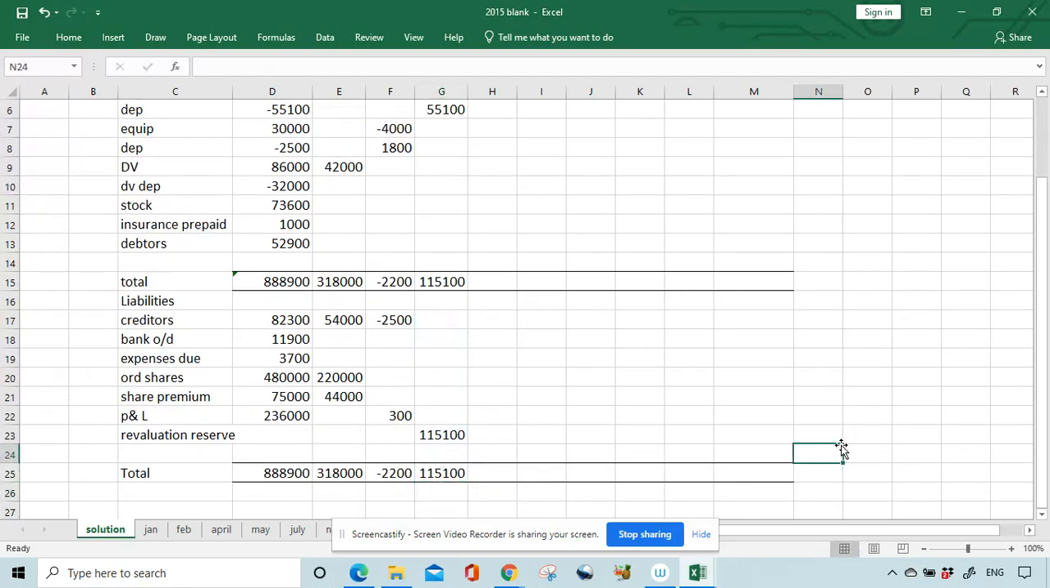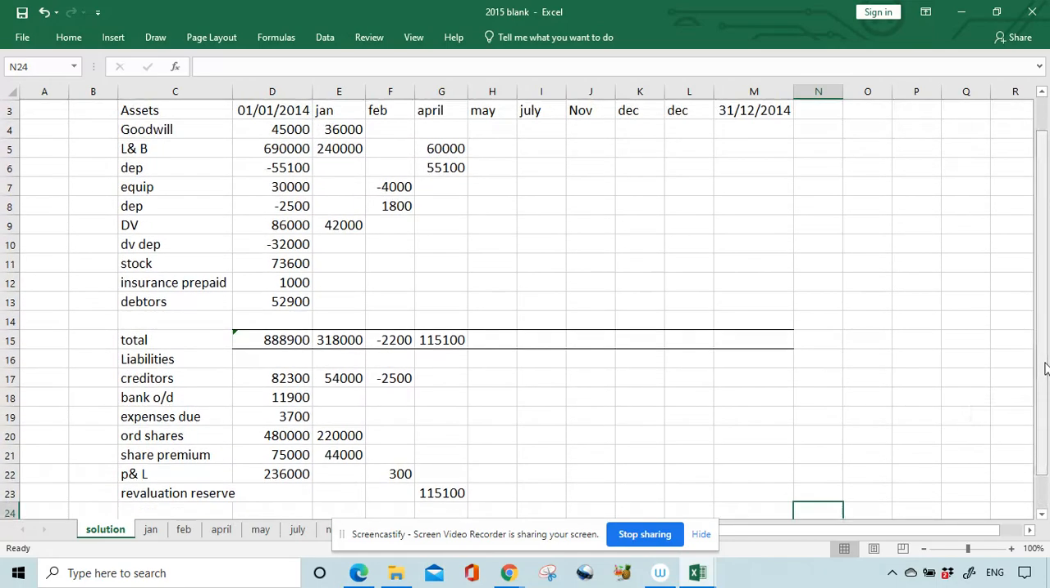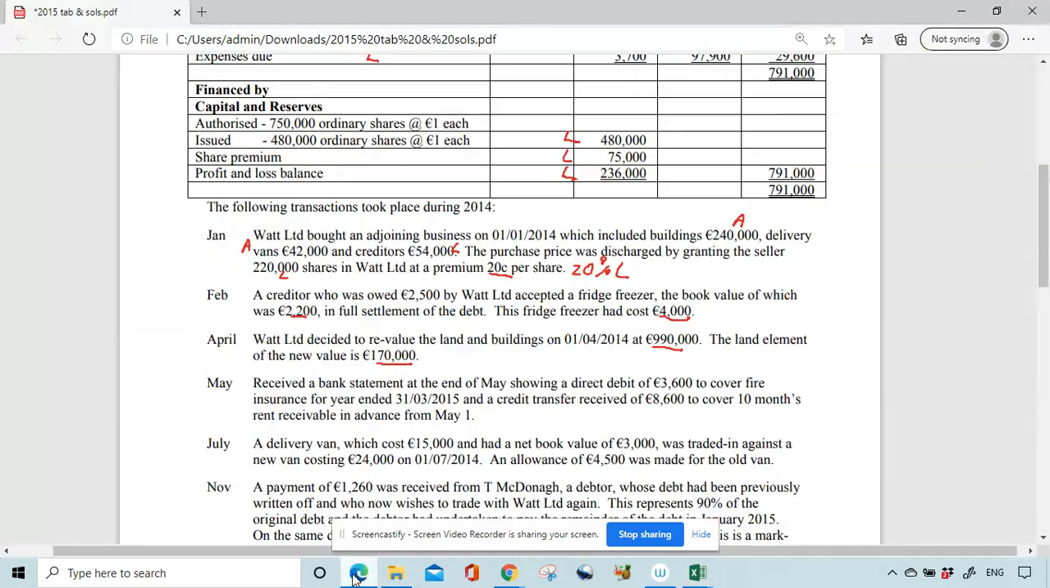Okay, 115,100. Okay, that's April. May. So in May, we received a bank statement at the end of May showing a direct debit of 3,600 to cover fire insurance, so we've paid that, and a credit transfer received of 8,600 to cover rent receivable in advance, rent receivable prepaid. So that's going to go, okay.